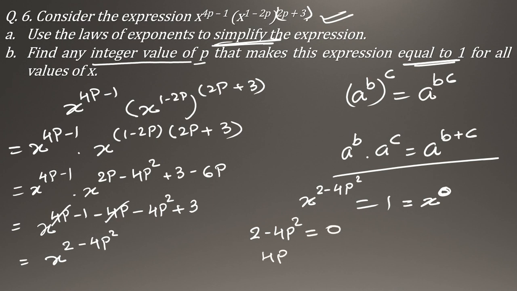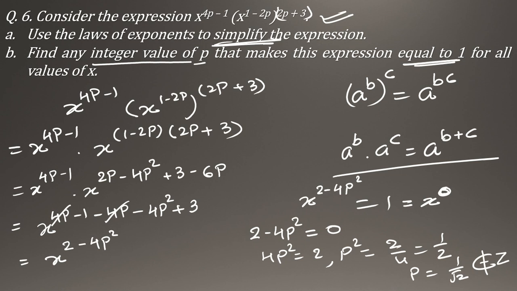So 4p square is equal to 2. p square is equal to 2 over 4, which means 1 over 2. So what will be p? p is 1 over root 2, but it is not an integer. So what you can say here is there is no value of p which makes this expression equal to 1. Okay, like this you can do this question.